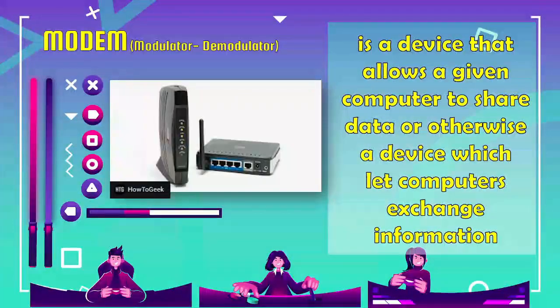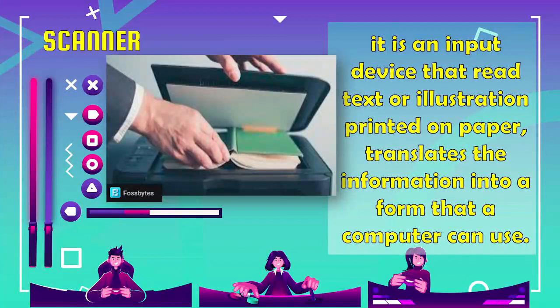Next is the modem, modulator demodulator. It is a device that allows a given computer to share data or otherwise a device which let computers exchange information. We also have here the scanner. It is an input device that reads text or illustration printed on paper, translates the information into a form that a computer can use.